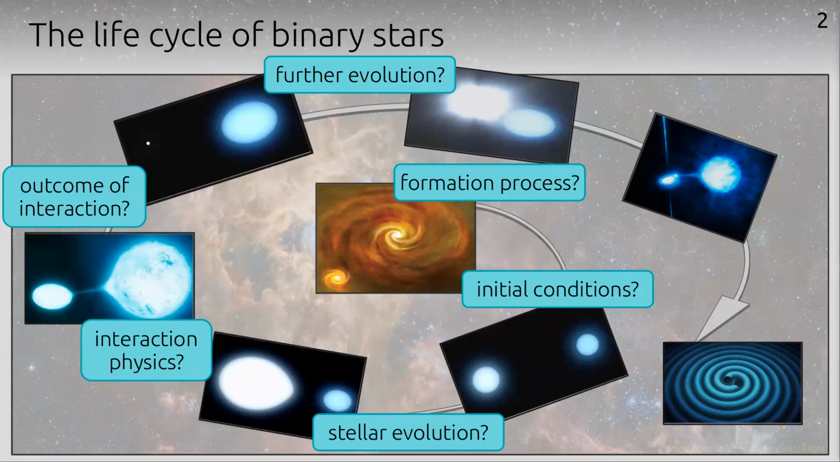But then if you put a companion star next to it, you also need to understand the interaction physics. What is the outcome of the interaction? And then depending on that, what is the further evolution of the systems? And what will this in the end lead to, for example, in the context of gravitational wave progenitors?